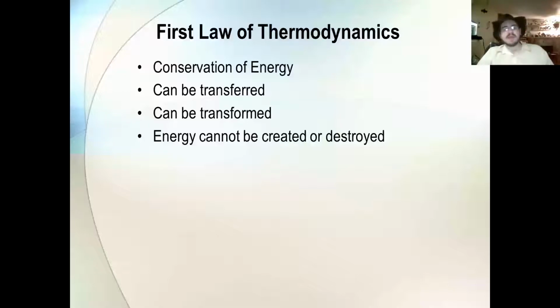I love that law because it means my grandfather, who passed away in 1996, his energy may have left his body, but it is with the universe always. So that's kind of comforting to me. Who says science has to be cold?